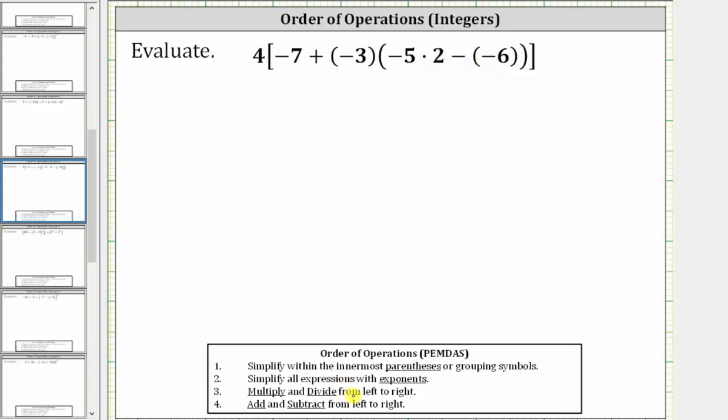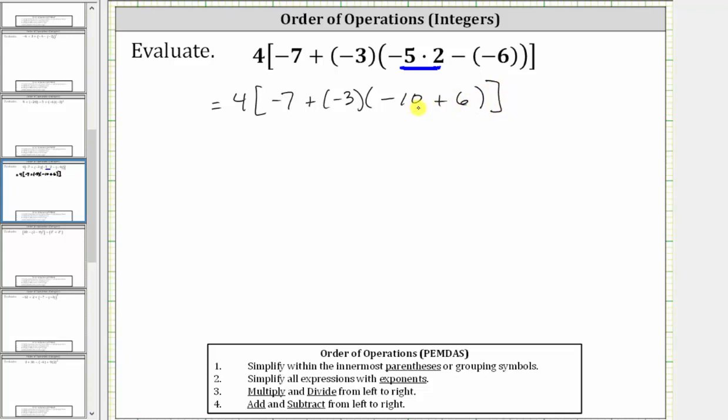And since we multiply and divide before we add and subtract, the first step to begin simplifying the expression is to determine the product of negative 5 and positive 2. Negative 5 times 2 is equal to negative 10. And therefore the expression is equal to 4 times the quantity negative 7 plus negative 3 times the quantity, again, negative 5 times 2 is negative 10. And then we have minus negative 6, but subtracting a negative is equivalent to adding a positive. Let's write minus negative 6 as plus positive 6.